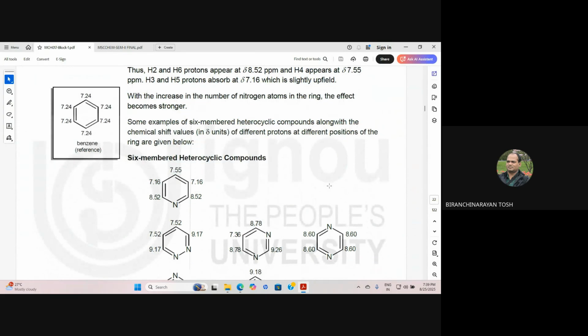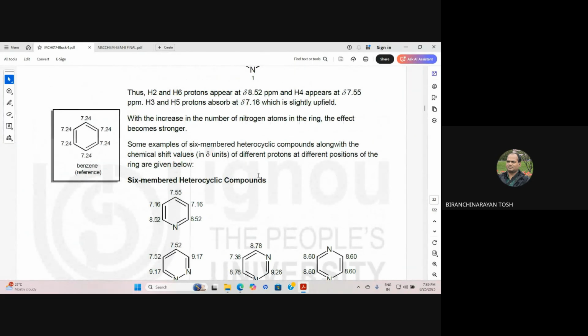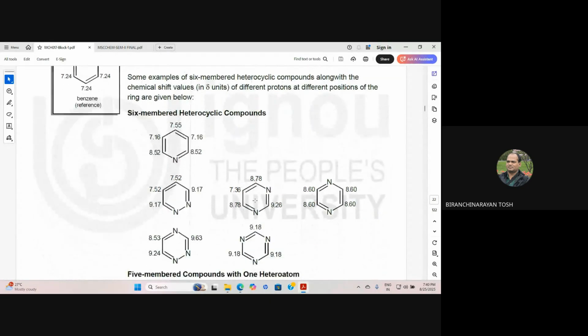Now these values are given for heterocyclic compounds. These values are for the protons attached to the carbons. As already discussed, for pyridine the two alpha protons are at 8.52, the one at the fourth position will be at 7.55, and H3 and H5 at 7.16. Other values are also given here.